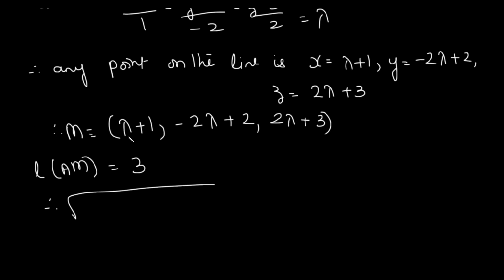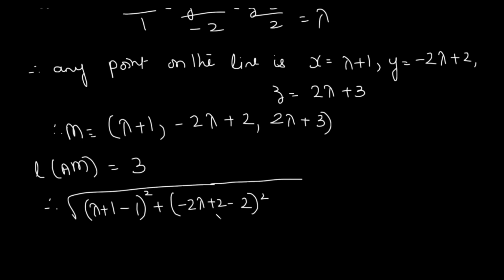using the distance formula, we have the root of (lambda plus 1 minus 1) the whole square, plus the next point, that is (minus 2 lambda plus 2 minus 2) the whole square. Remember, A is a point on the line having the coordinates 1, 2 and 3. Then plus the third value, that is (2 lambda plus 3 minus 3) the whole square, which is equal to 3.